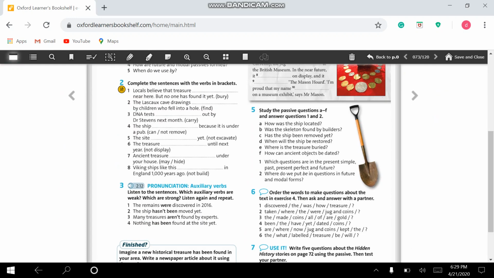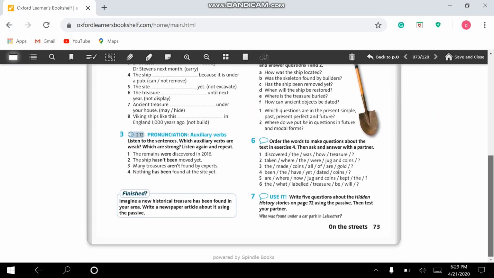Or the third one, DNA tests will be carried out by Dr. Stevens next month. So we are talking about the future. Complete the rest of them and send the photo by email. Okay, so finished.